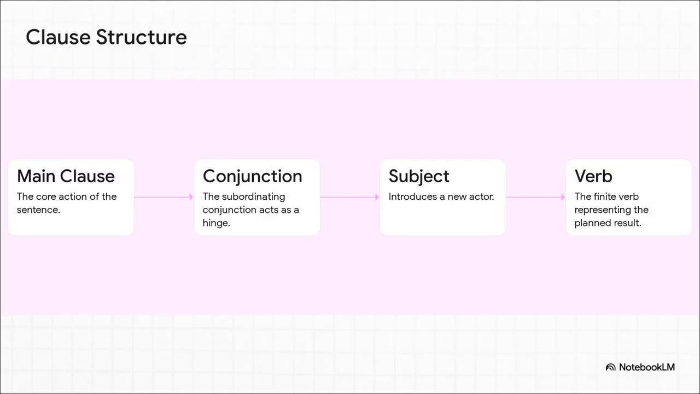Now, what's really interesting is our step-by-step blueprint formula for engineering a purpose clause, perfectly stacking all the moving parts together. You start with step 1, your main clause, which is the core action.